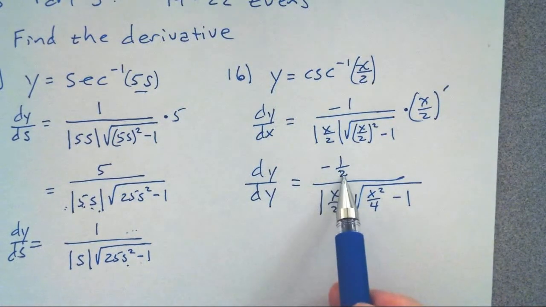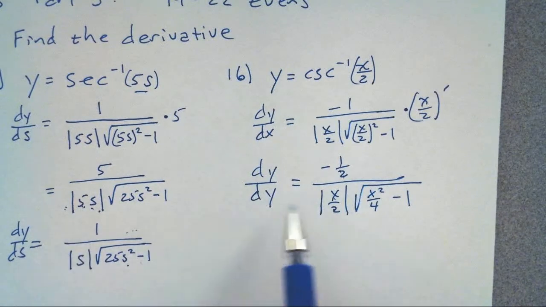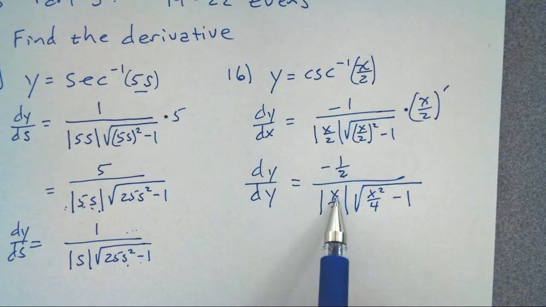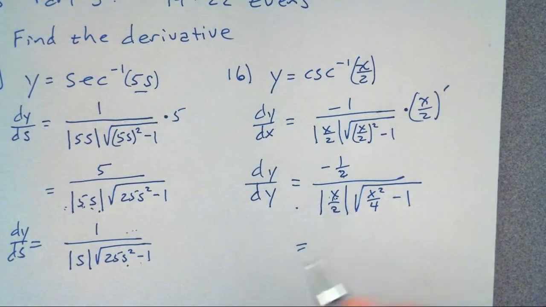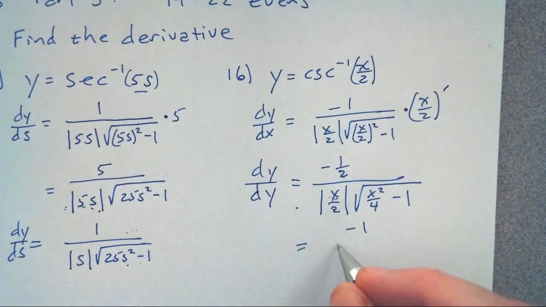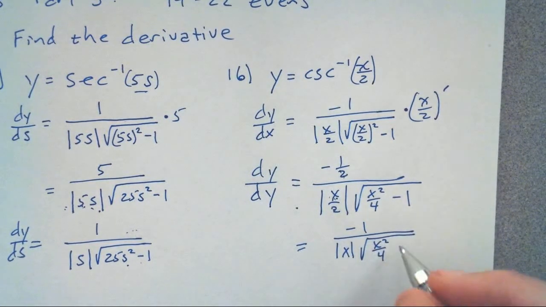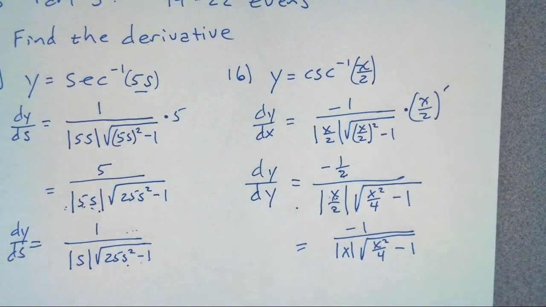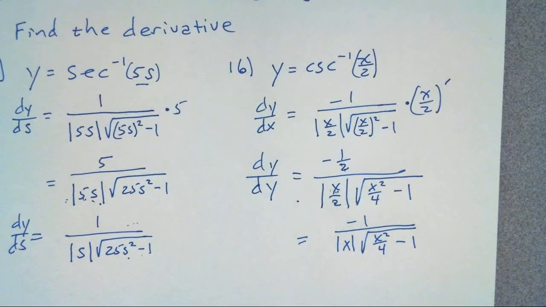The 1/2s cancel. This 1/2, just like the 5 over here, could come out. The x has to stay in absolute value, but there's no doubt 1/2 is positive. It can come out. So I get negative 1 absolute value of x times square root of x squared over 4 minus 1. Now I think there might be a good chance that that guy gets simplified a little bit here.